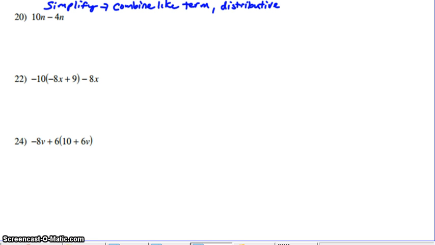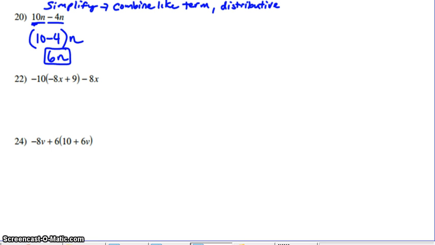For number 20, we have like terms here. We have 10n minus 4n. Since they both have an n for the variable, we can combine them. So we take the coefficients of the numbers in front, 10 minus 4, and bring n along with it. So 10 minus 4 is 6. So we get a simplified problem of 6n.